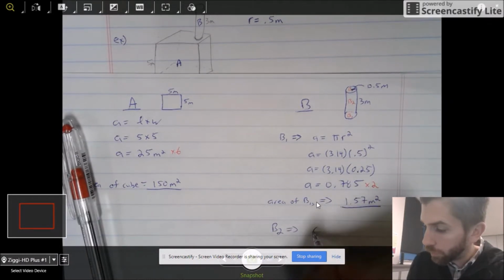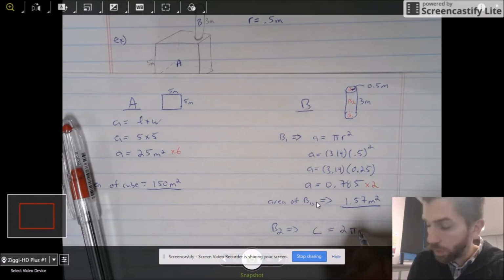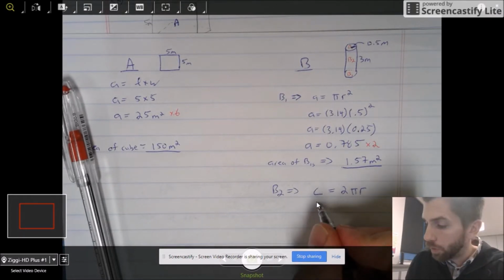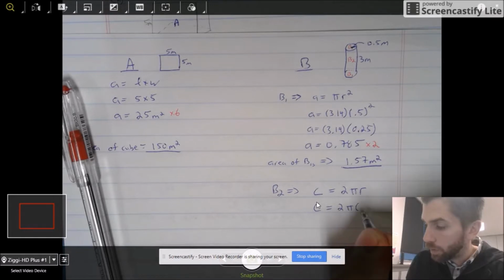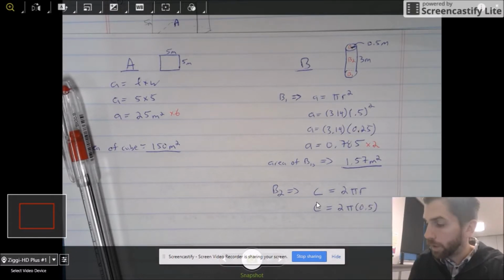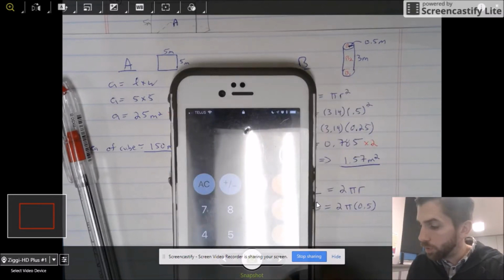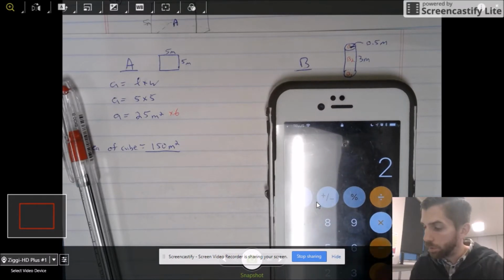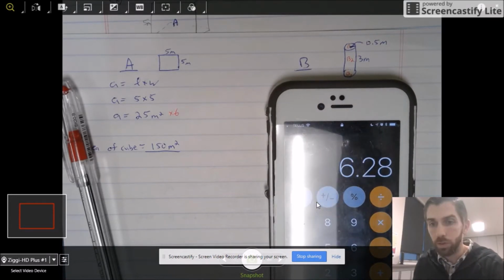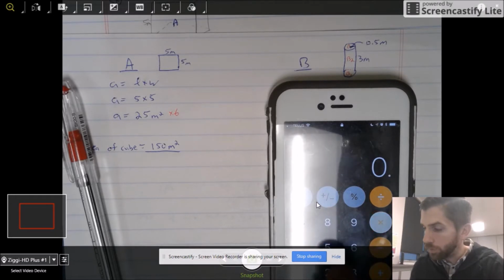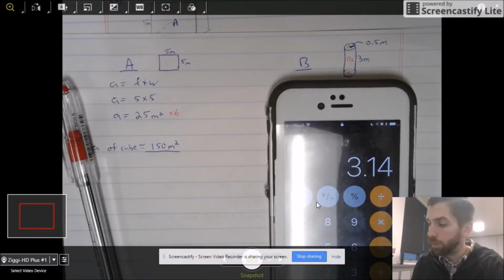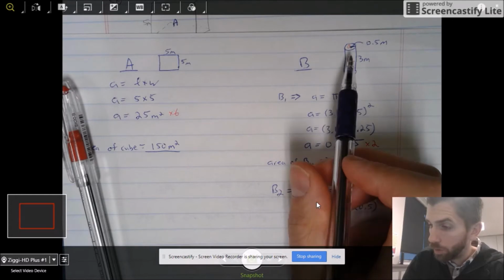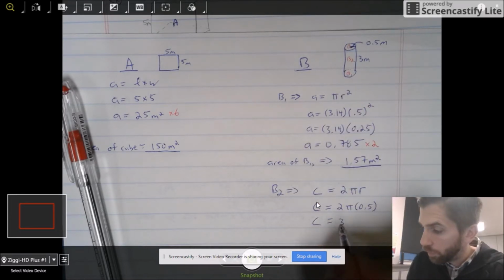First, I want to find the circumference of a circle, which was 2 pi times the radius. That's just a formula that you're given. So my circumference is going to equal 2 times pi. My radius is 0.5. I'm just going to put that all into my calculator. So 2 times 3.14 equals 6.28 times 0.5 equals 3.14. So my circumference of this circle up here is 3.14 meters.